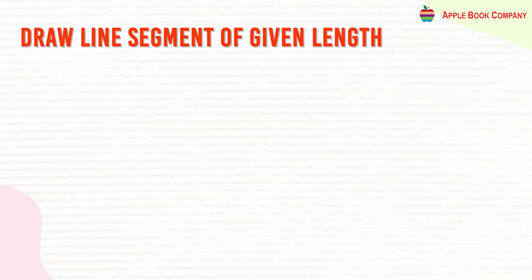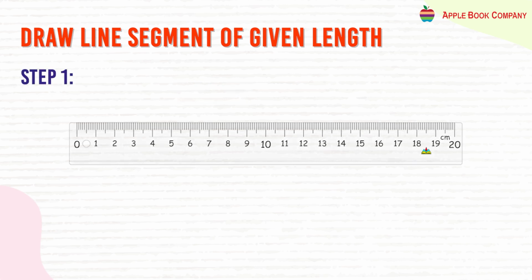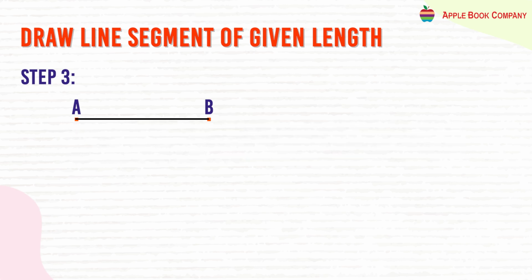Draw a line segment of given length. A line segment can be drawn using the same scale. Draw segment AB of length 7 cm. Step 1. Place the scale and hold the scale firmly on a plane surface. Mark point A on 0, reading on the centimeter scale. Step 2. Mark another point B at 7 cm mark on the centimeter scale. Step 3. Join points A and B along the scale. Remove the scale. You have drawn a line segment AB of 7 cm length.